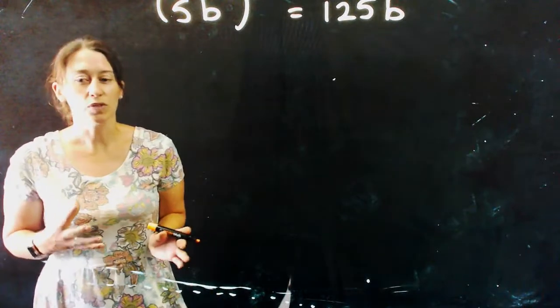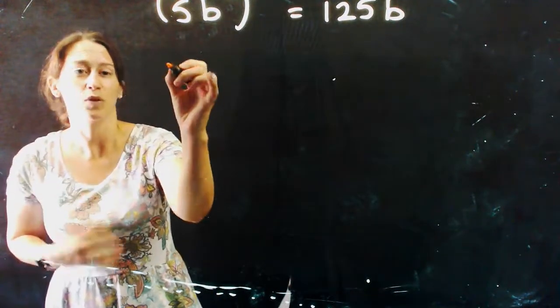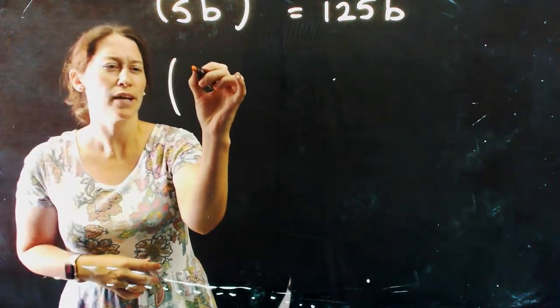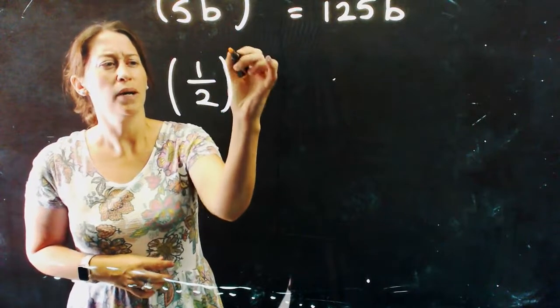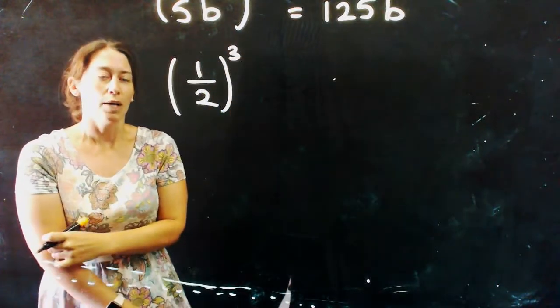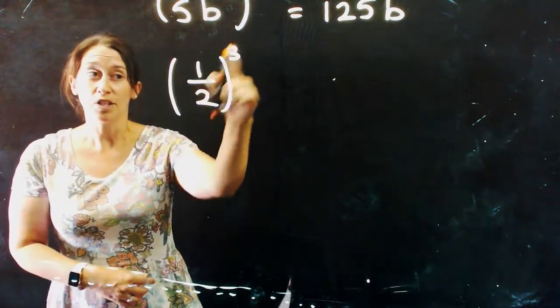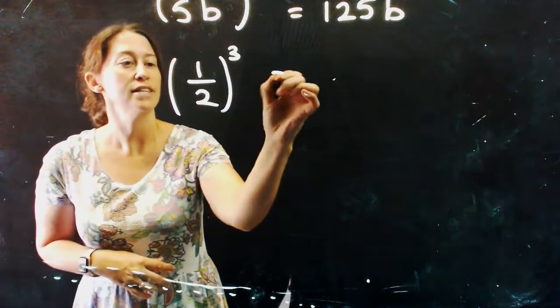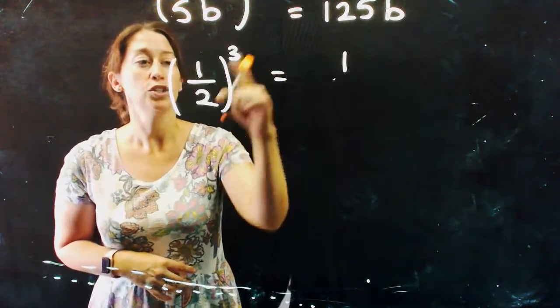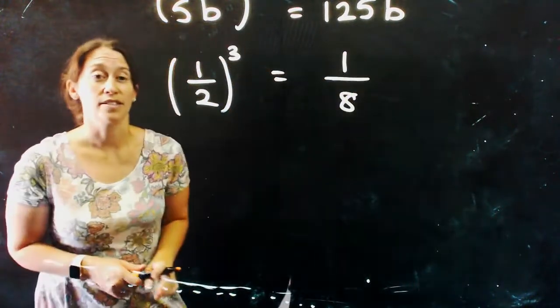All right, let's go on to the division, where we've got a fraction. So it's like (1/2) to the power 3. Now, each of these, the numerator and the denominator, has to be raised to the power 3. So we've got 1 cubed is 1, 2 cubed is 8. So the answer is 1/8.